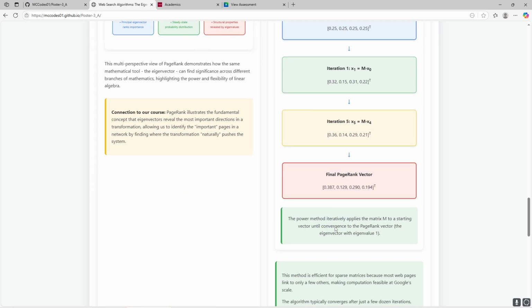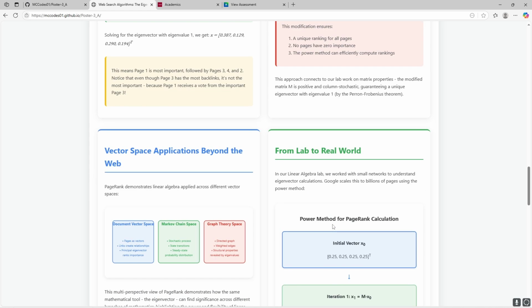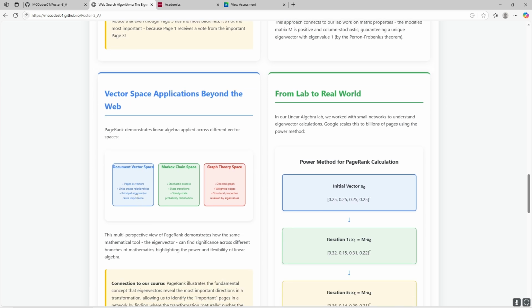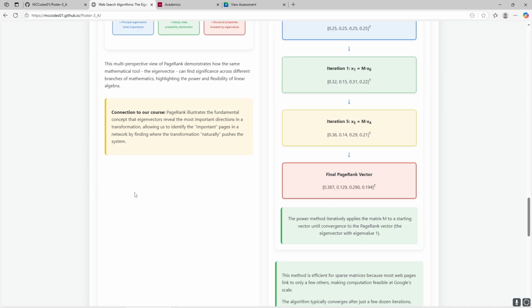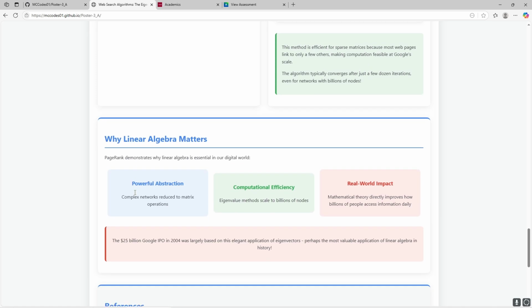And then we'll come to the conclusion portion of the poster, which is that PageRank shows how important linear algebra is in our digital world. It demonstrates the mathematical abstraction of real problems at a massive scale. And it's the elegant translation of importance into eigenvector problems, which allowed Google to make the vast internet navigable and useful, right? Probably one of the most important discoveries of the 21st century.